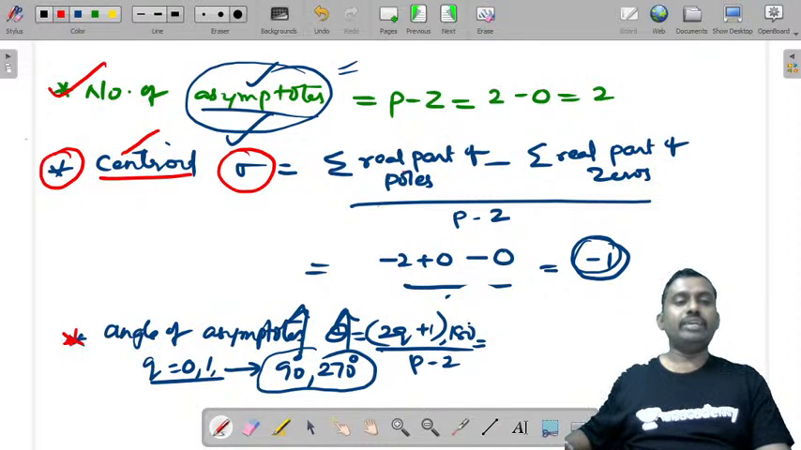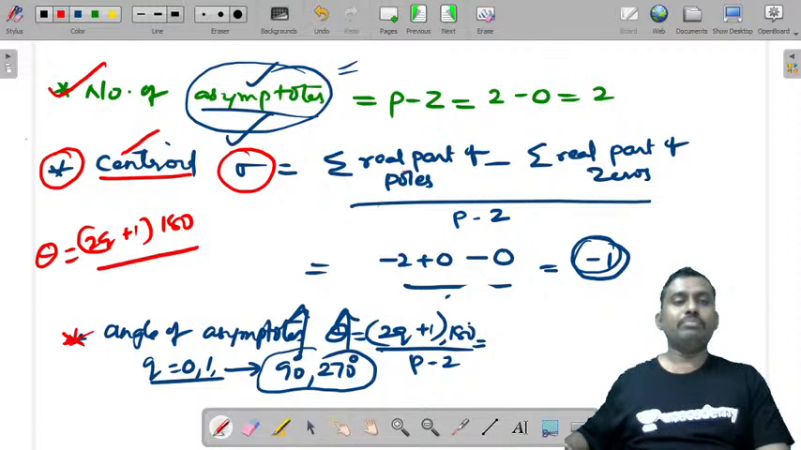And we have tried to find the angle of asymptotes as theta is equal to (2q plus 1) into 180 by p minus z. You need to substitute q value 0 if you have only one asymptote and find the angle. If you have two asymptotes, you need to take q is equal to 0 once and q is equal to 1 the second time and find these angles. And the number of angles will depend upon the number of asymptotes, because we need an angle for the asymptotes to be drawn at the centroid.